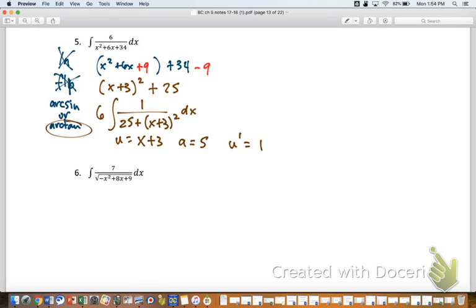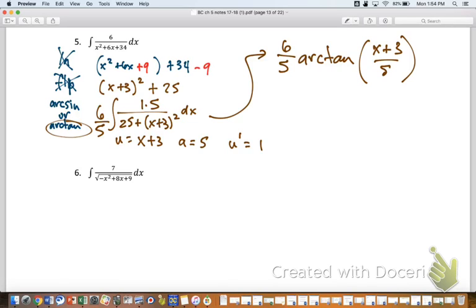My numerator is just a 1. So I'm going to multiply that by 5 and divide the outside by 5. Fix Timmy's little mess up. This will lead me to my final antiderivative of 6/5 arctan of x plus 3 over 5. And then don't forget your plus c.